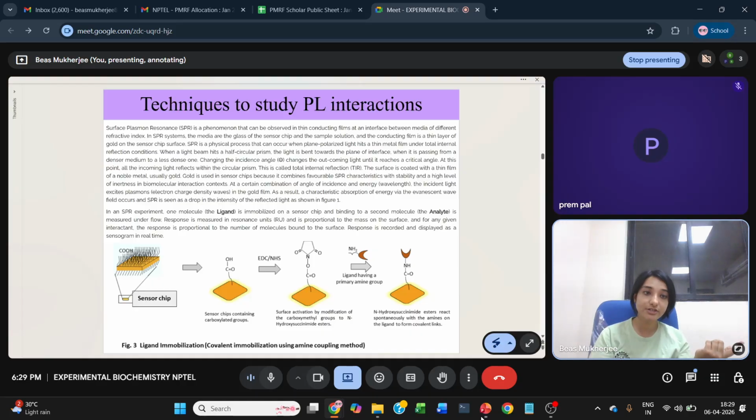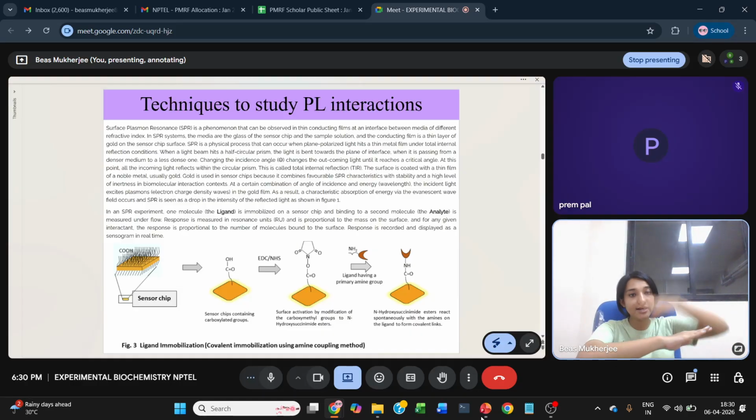Now you know what total internal reflection is. For example, this is the surface, and this is the angle at which the light hits. It is more than the critical angle, and because of that all the light is reflected back. So there is no light that is lost or refracted. All the light is reflected back, so total internal reflection is happening.